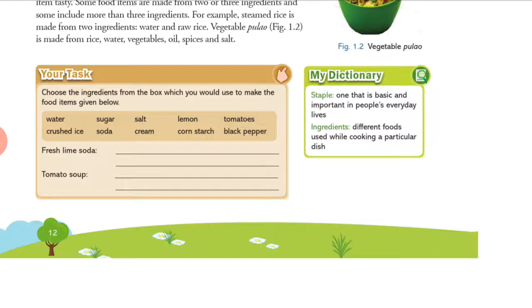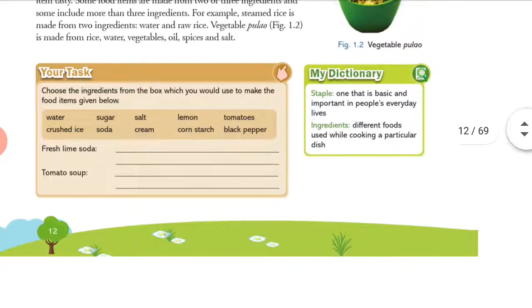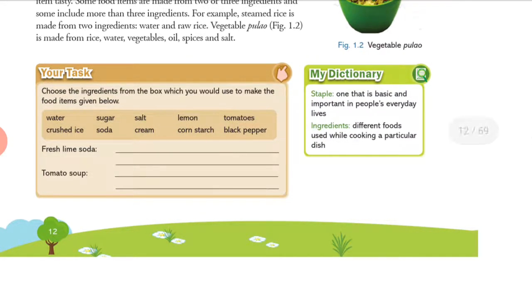Your task is to choose the ingredients from the box which you would use to make the food items given below. Fresh lime soda. What do you need? Tomato soup. What do you need for that? Tomatoes. Definitely you will need. Water you will need for that. Salt you also need for making it taste good.